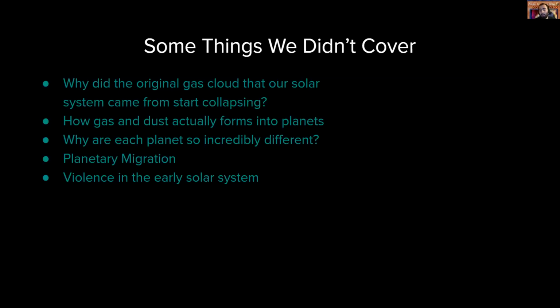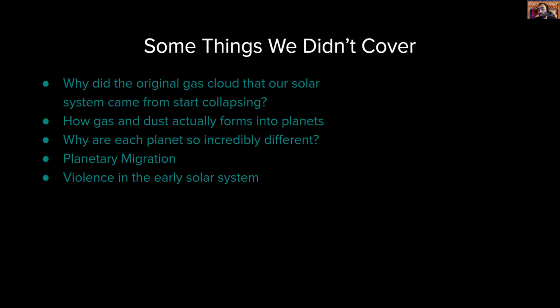Another thing we might look into is why the planets are so incredibly different. We went into a bit about why there's terrestrial planets and why there's gas giants, but Uranus is different from Neptune, which is different from Jupiter, which is different from Saturn by a pretty large amount. Venus and Earth, despite having pretty much the same mass and being super close, are super different in terms of their atmospheric composition. So we didn't cover that.